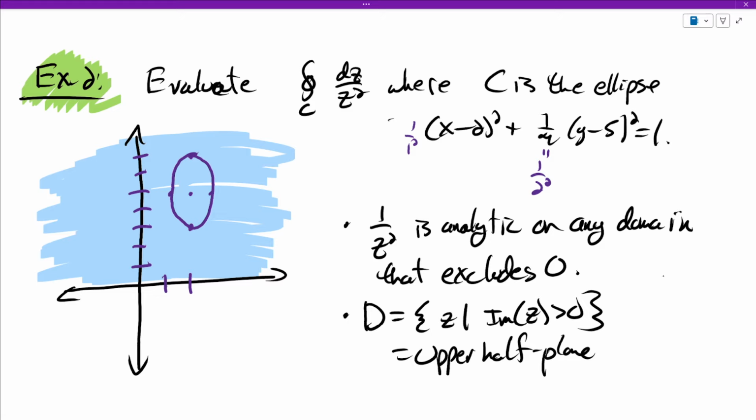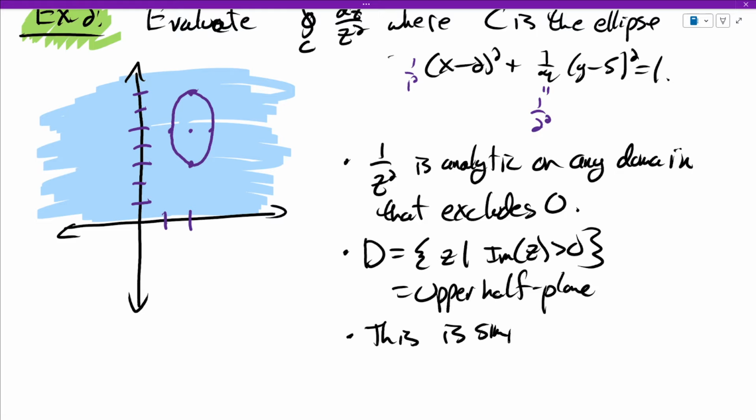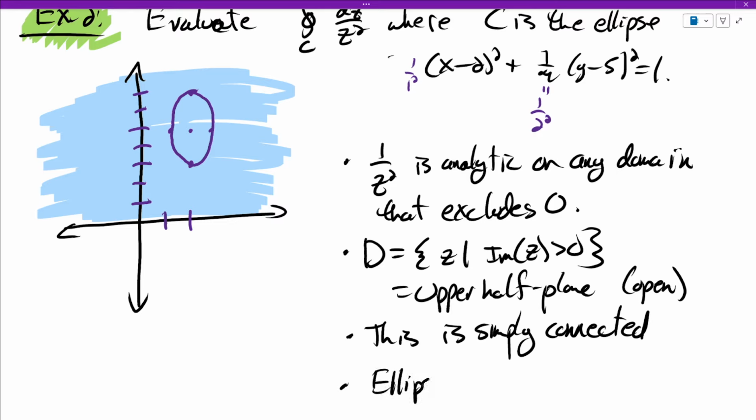All right, so is that simply connected? Well, certainly that's simply connected. So this is simply connected. And it's a domain because it's the open upper half plane. Let me be clear, this is the open one. And the ellipse is an example of a simple closed contour.